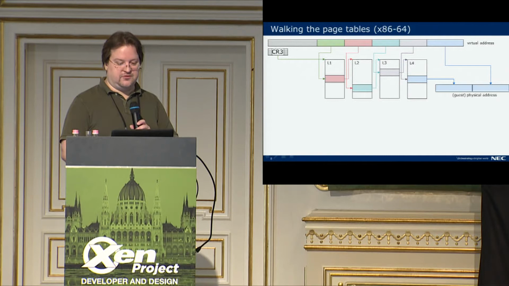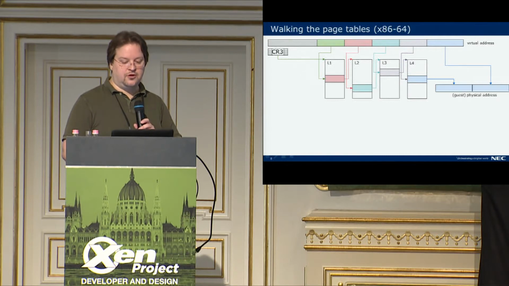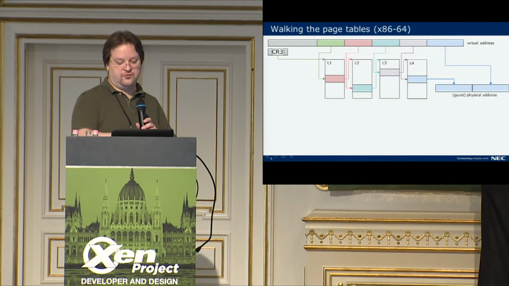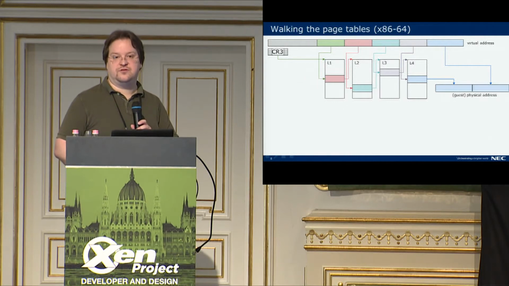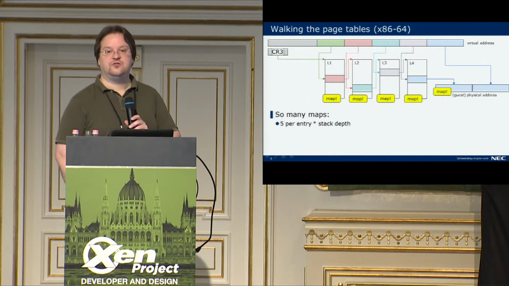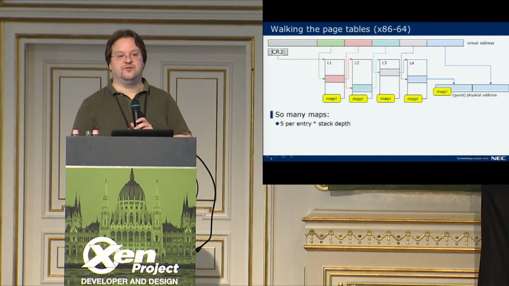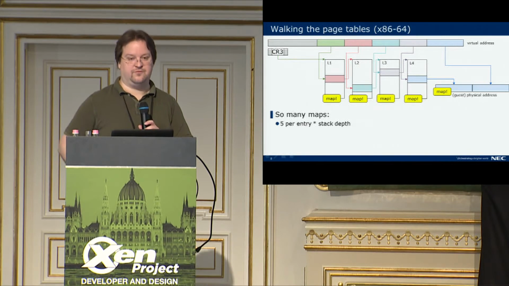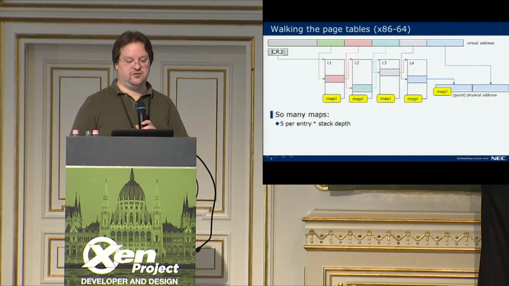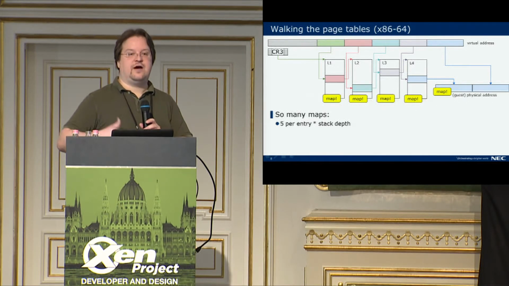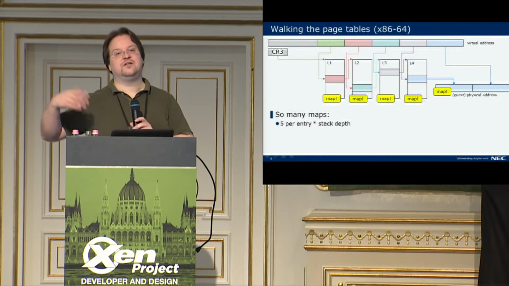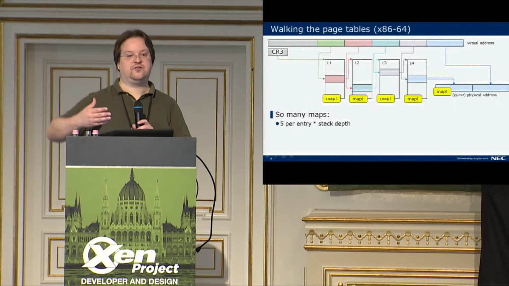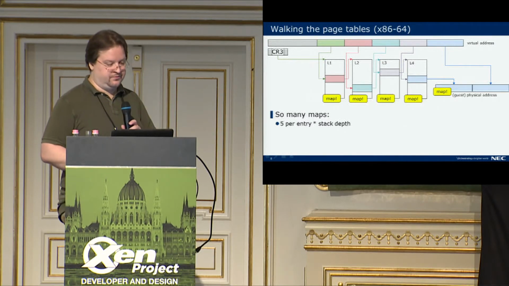Now, when you look at this, you see that not only do we need to map over this guest physical address memory here on the right, but we also need to map over all the parts of the page tables because we also read from them, right? So there's a lot of mapping going on. So as a very naive implementation, you would have 5 maps that you need to do for every single entry in your stack trace, so per function, for example.